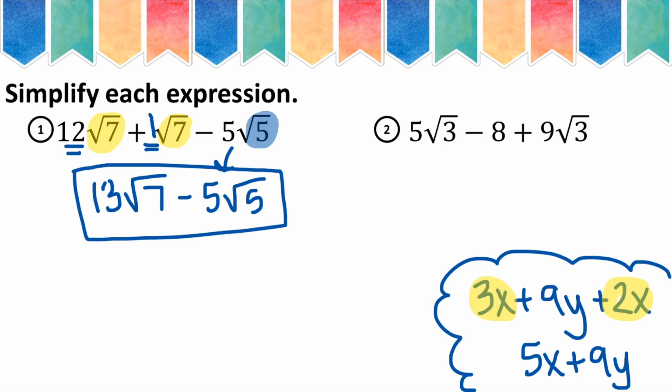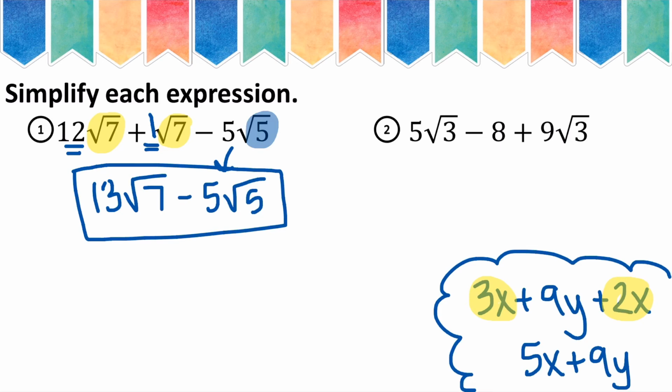I cannot combine these further because this is a square root of 7 and this is a square root of 5. If they are not the same, we cannot combine. Let's look at example number 2.